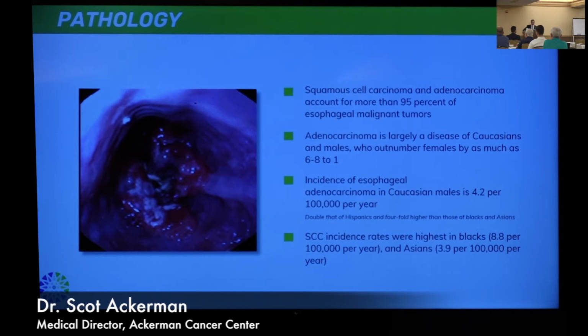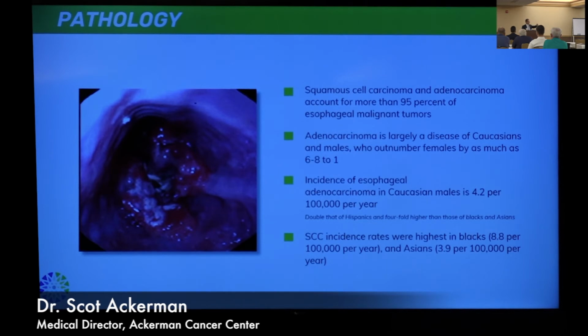The incidence of esophageal adenocarcinoma is 4.2 per 100,000 per year in Caucasian men, and this is double that of Hispanics, and fourfold higher than blacks or Asians. So it really is a disease of Caucasian men.